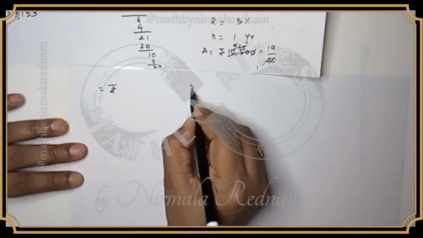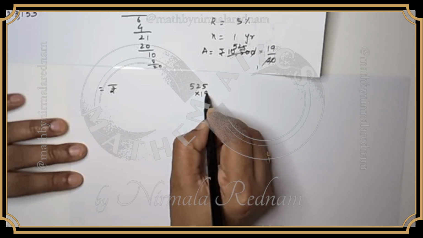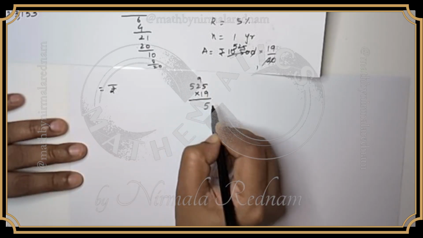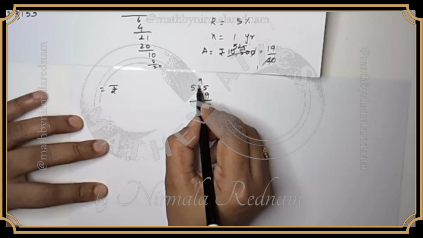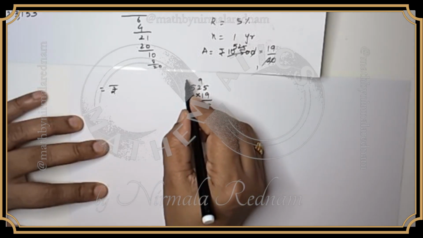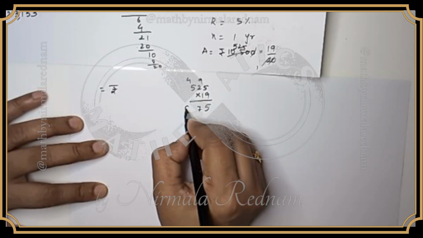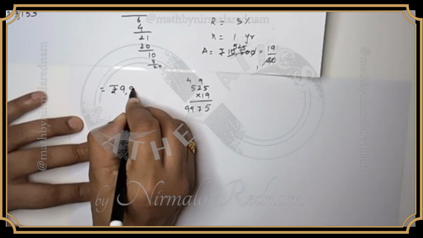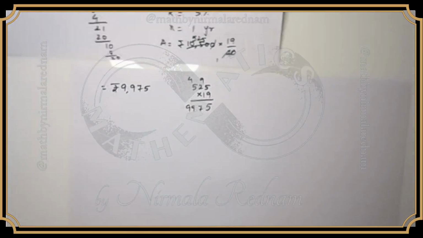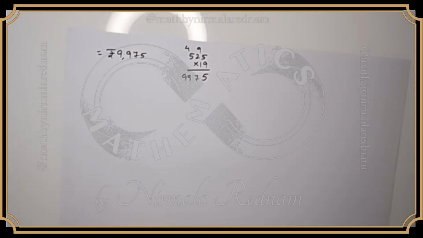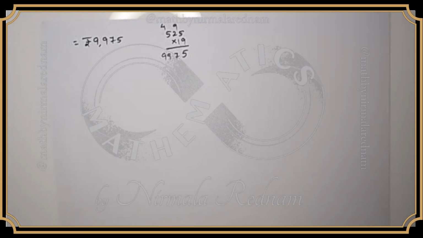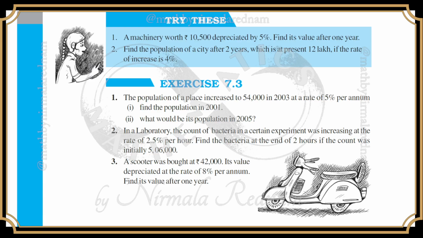So I have to find out 525 times 19. 19 5s are 95, okay? And 2 is 38, 38 plus 9 is 47. Again 95 plus 4 is 99. So 9,975. This is my answer. So this is about the try this question, where they're asking us to find the depreciated value of a machinery after 1 year.